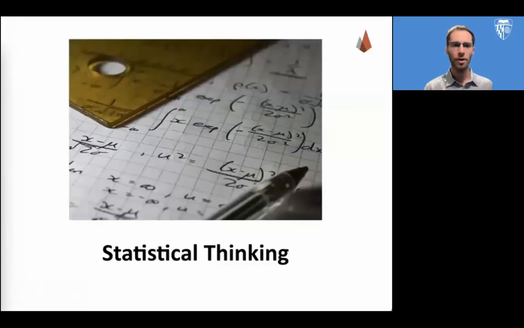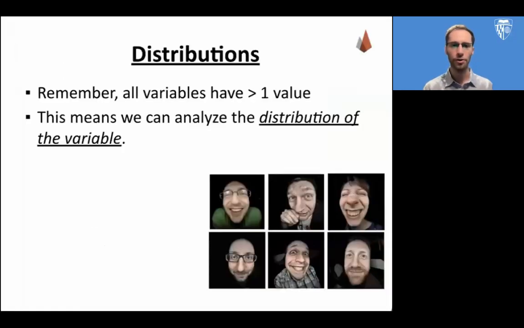In this video, we're going to talk a little bit more about how to understand statistical data. And first, we'll talk a little bit about distributions. This is referred to as distributional thinking in your textbook. And I want to remind you of something that we covered in a previous video about the nature of variables.